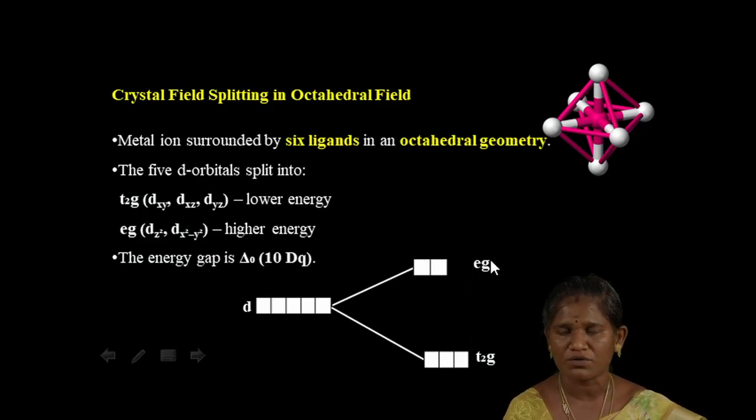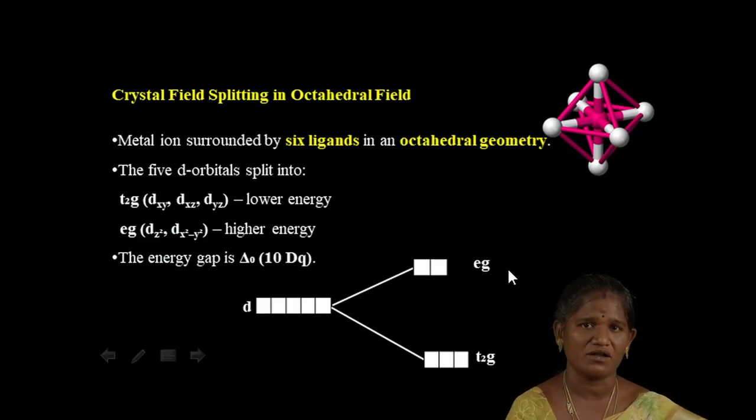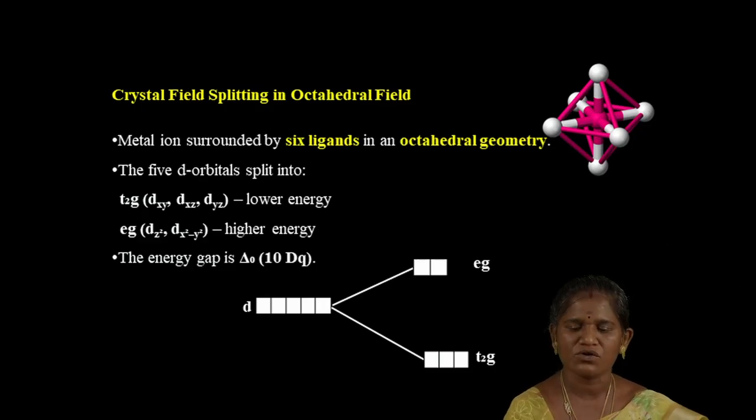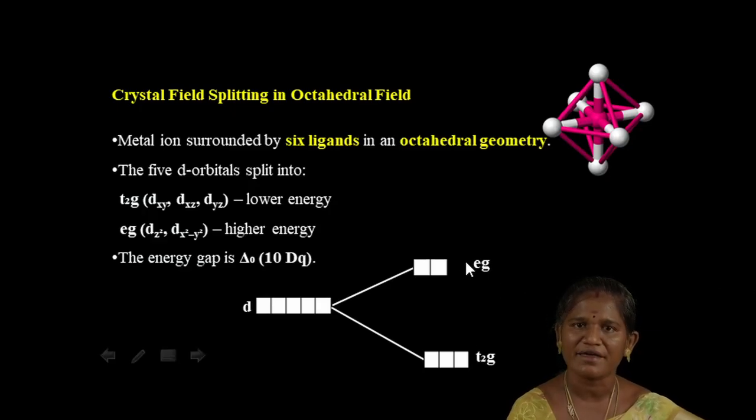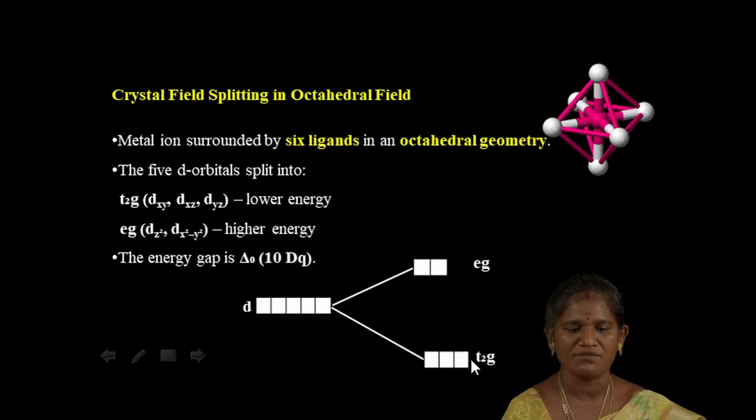the orbitals consisting of the eg set are dz square and dx square minus y square. So these two are axial orbitals. These lobes are present along the axis, so they get more repulsion than the t2g orbitals. So eg goes to the higher energy level and t2g has lower energy.